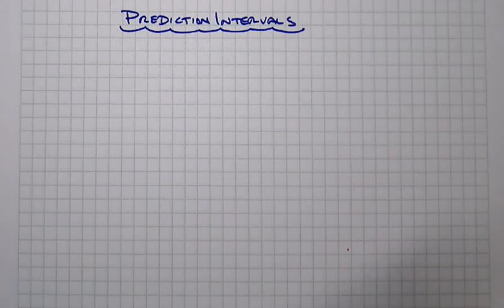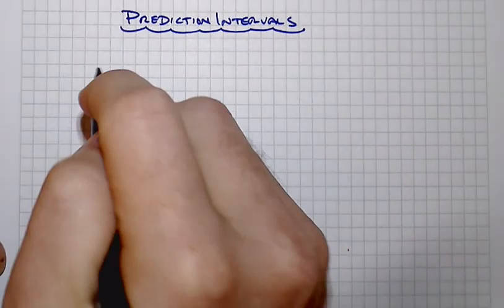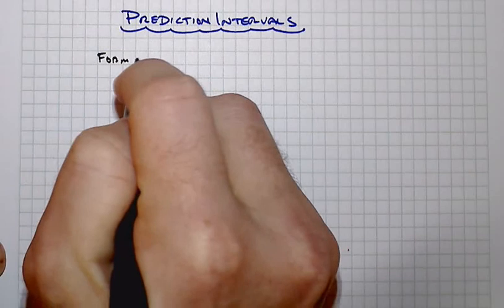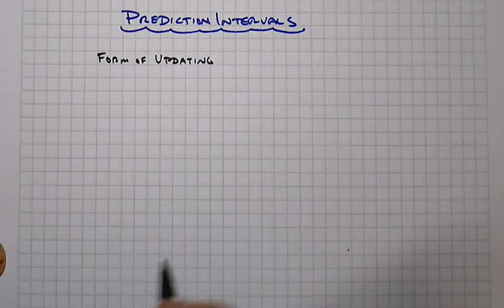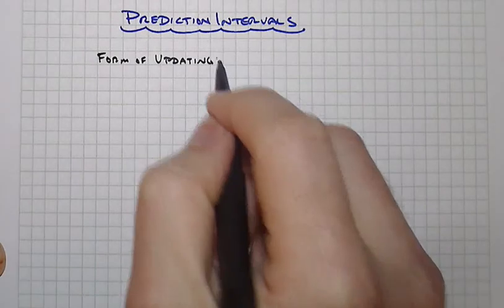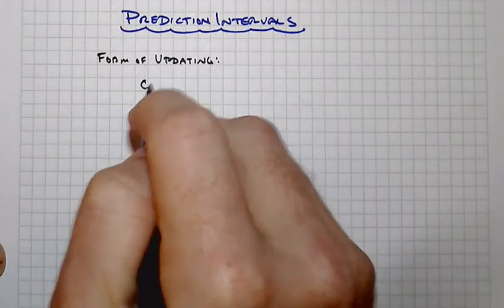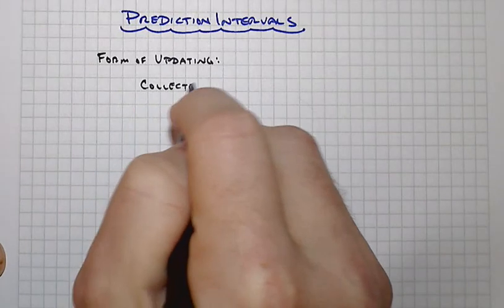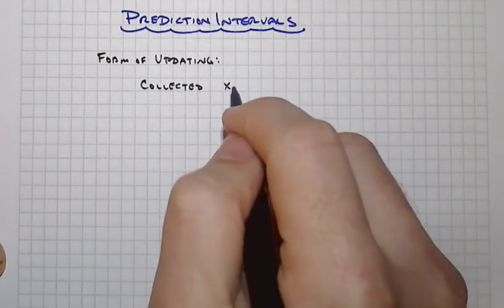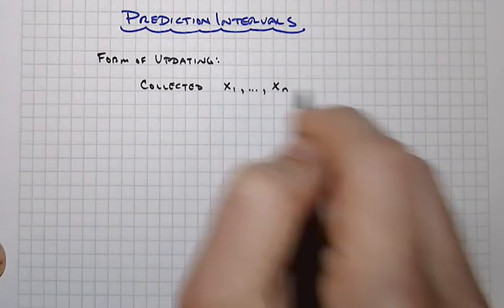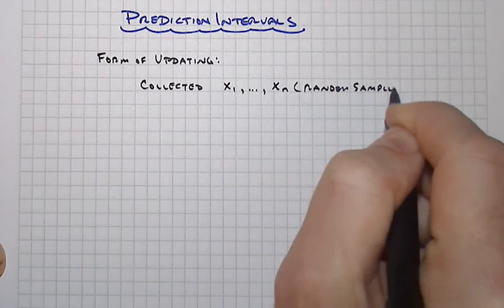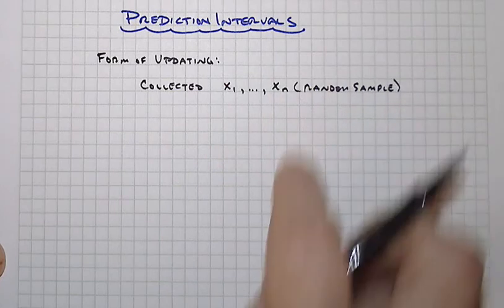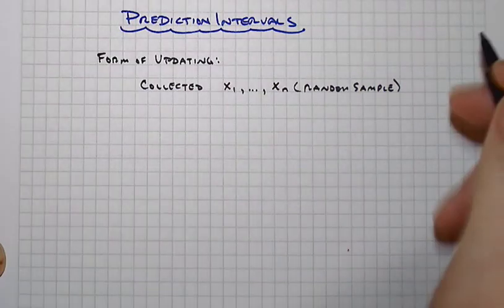An interesting extension of the confidence intervals is what we call the prediction intervals, which is really a form of updating. A little bit different than the Bayesian approach that we've talked about before, but in some ways a similar kind of take on things. We've collected a random sample, say x1 through xn. And remember that what makes a random sample is that these are all independent of each other. They're drawn from the same population pool.